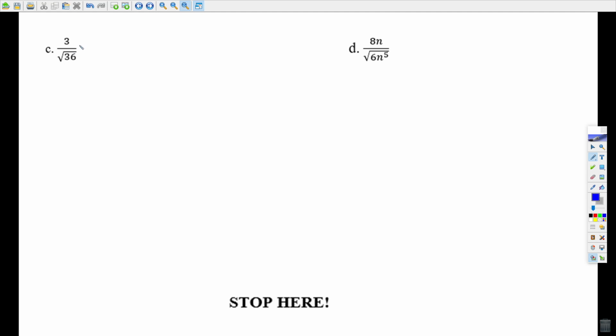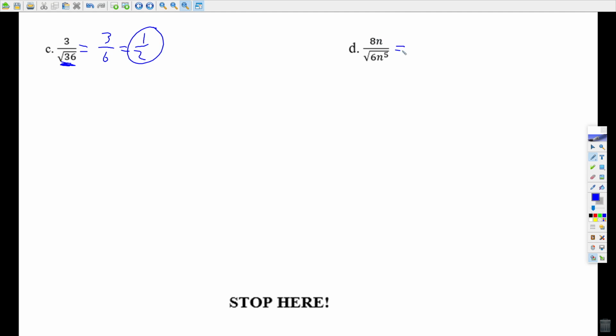Let's look at letter C here. Look at this one. 3 over square root of 36. You don't have to do anything with this because you know the square root of 36 is just the number 6. So don't be jumping the gun and trying to multiply the top and bottom by square root of 36. You can just simplify this the way it is and get 3 over 6, which is the same thing as 1/2. That would be your final answer.